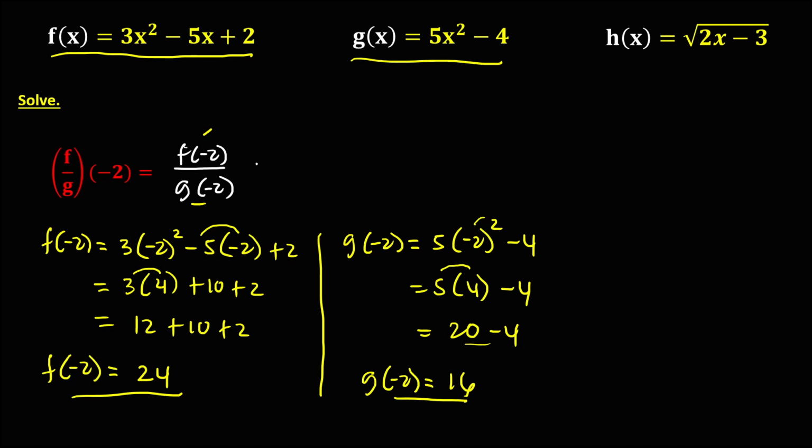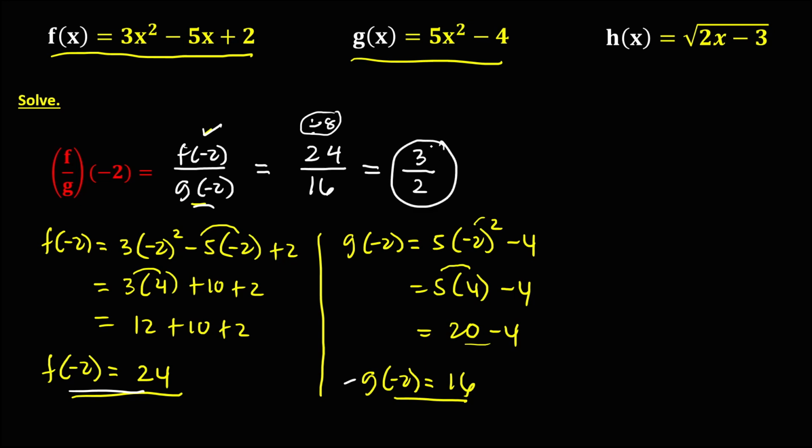So to find out the value for this function, substitute the value for f of negative 2, that's 24, over the g of negative 2, that's 16. Then reduce, since this is divisible by 8. So 24 divided by 8 is 3, then over 16 divided by 8 is 2. So the function is equal to 3 over 2.